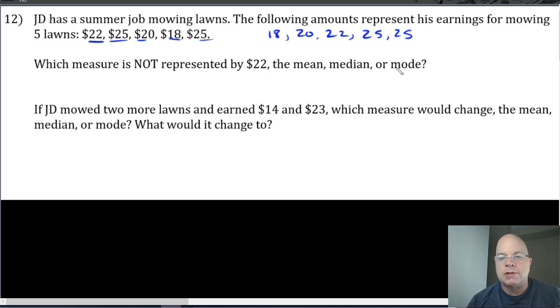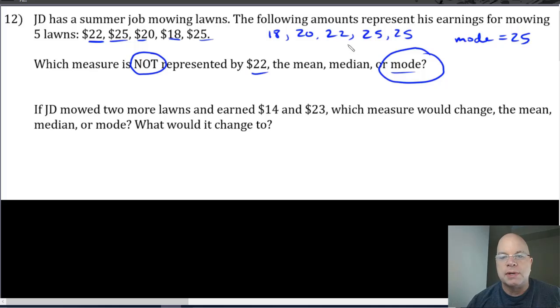So the easiest one to check is the mode, and there are 2 25s, and none of these other pieces of data occur twice, so the mode is 25. So if we're trying to find the one that is not represented by 22, oh wait, that's the answer then, right? The mode is 25, and that's not 22, so the mode is the answer here.